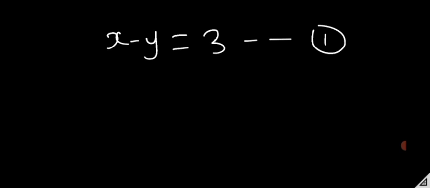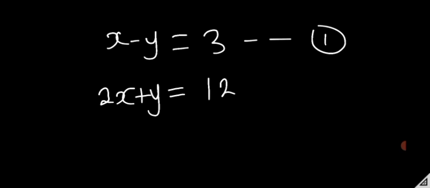And our equation 2 will now become minus times. Hope you are writing those things down. If I have not written them down, go back and write it down. So minus times minus 2x becomes 2x. Then minus times minus y becomes plus y, equal to minus times minus 12 becomes 12. So this is our equation 2.